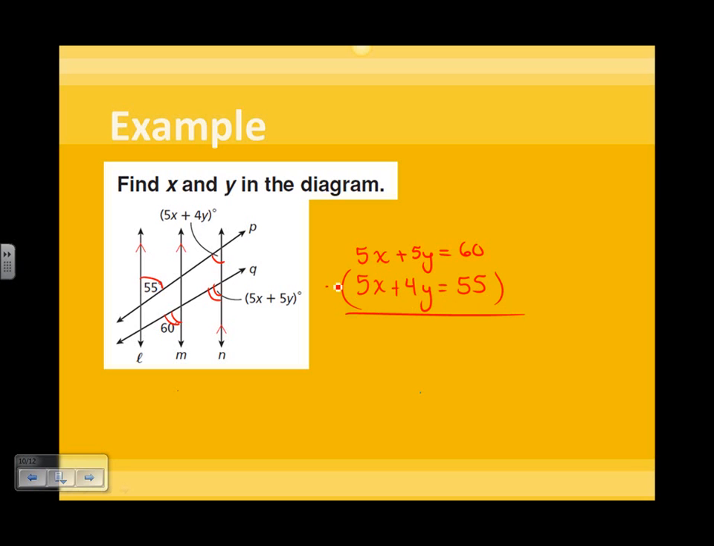So if I solve this system of equations by subtracting, we end up with y is equal to 5. And if we plug that back in, we get 5x plus 25 equals 60. That would be 5x equals 35. And x turns out to be 7. So using what we know about the types of angle pairs that we were given in our parallel lines and our transversal, we can solve for two variables and not just one.